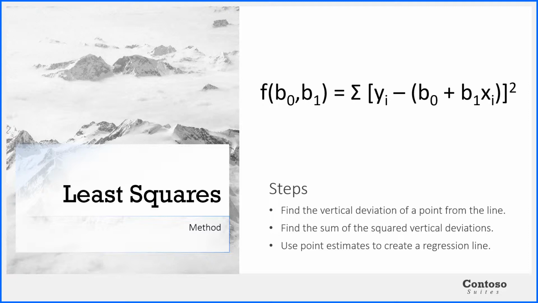What this fancy formula is saying is to find the vertical deviation of a point from the line by subtracting the height of the point from the line. This is the least squares method. You will then sum the squared vertical deviations. You will obtain point estimates that create the estimated regression line. This will allow you to minimize the deviation from the point and line to get the most accurate regression line.